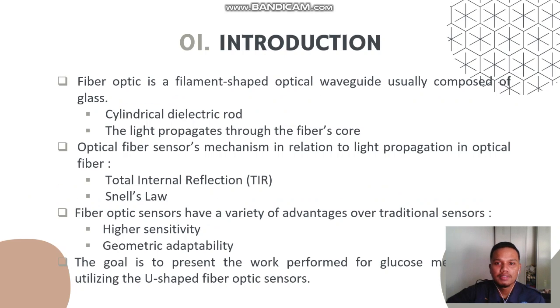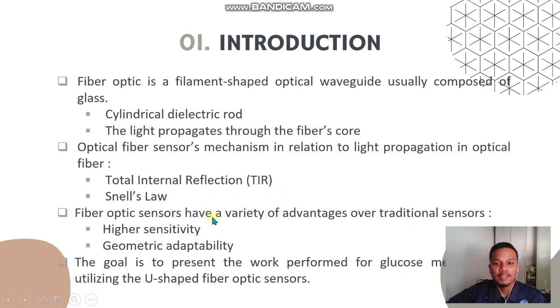Fiber optic is a filament-shaped optical waveguide usually composed of glass. It is a cylindrical dielectric rod and the light propagates through the fiber's core. Optical fiber sensor mechanism in relation to light propagation in optical fiber follows the rules of total internal reflection (TIR) and also Snell's law. Total internal reflection says that if the angle of incidence is greater than the critical angle, there will be no refraction of light and the rays will be totally internally reflected.